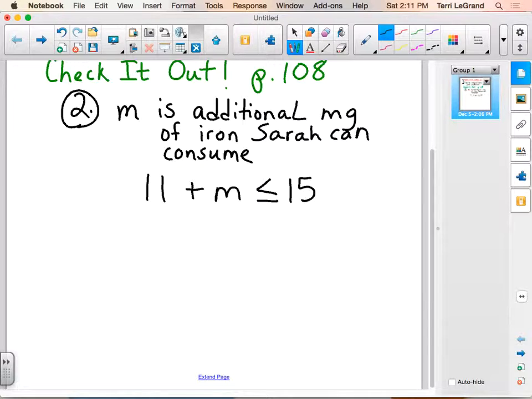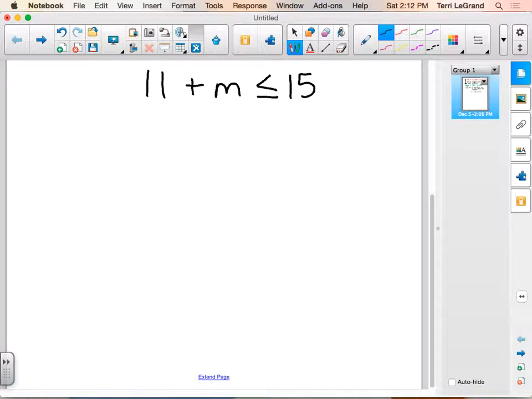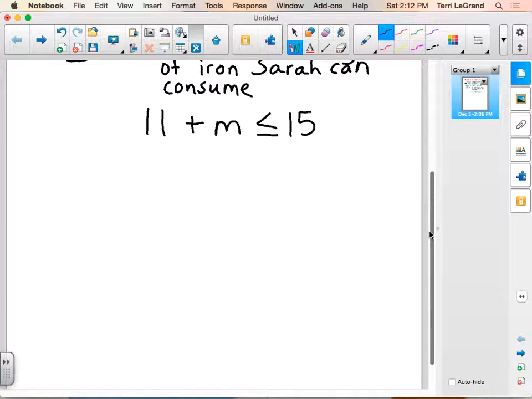So she doesn't have to consume the recommended amount, but if she wants to, how many more milligrams could be included if she wants to at least get closer to it? Okay, so we're going to go with what we were doing yesterday, solving these. We have an addition going on, so we're going to subtract 11 from both sides. And our m will be by itself: m is less than or equal to 15 take away 11, which is 4.